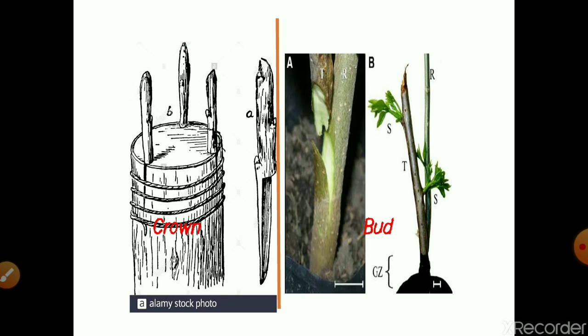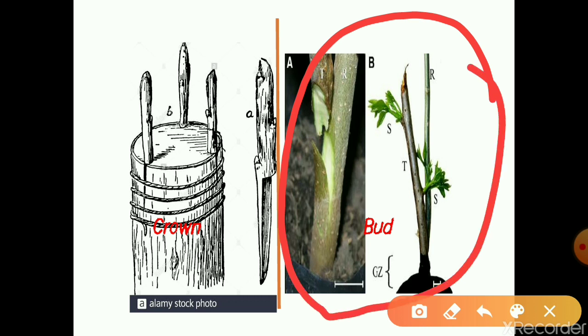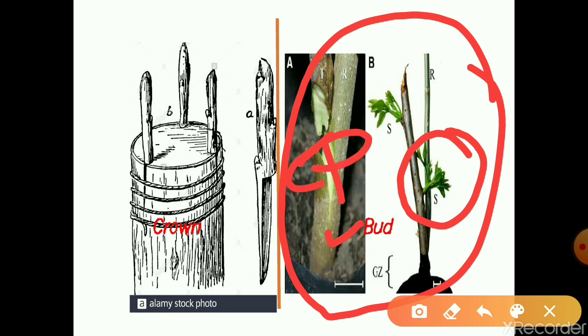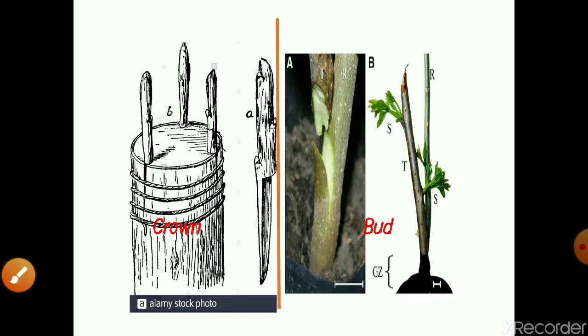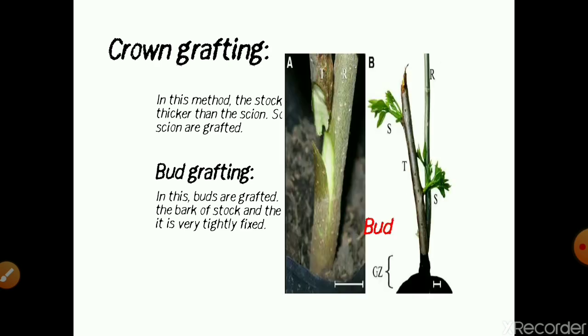Clear, students? As you can see in the diagram of bud grafting, a T-shaped cut is made on stalk and a bud of scion is put into this T-shaped cut and bound to each other, and after some time it grows into a new plant. Clear, students? So grafting is of 4 types. First is whip or tongue grafting, second wedge grafting, third crown grafting, and fourth bud grafting.